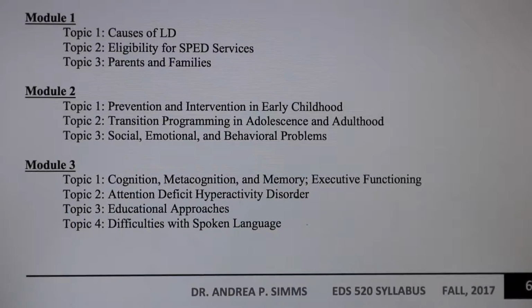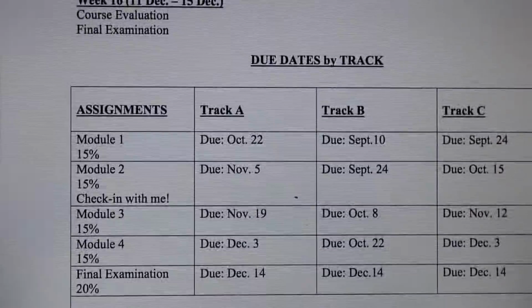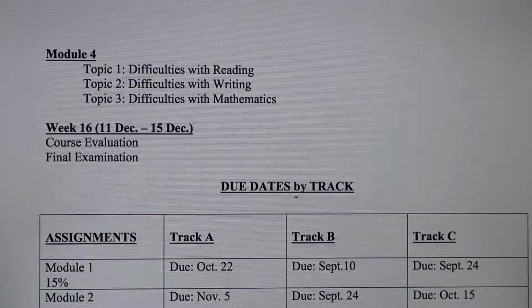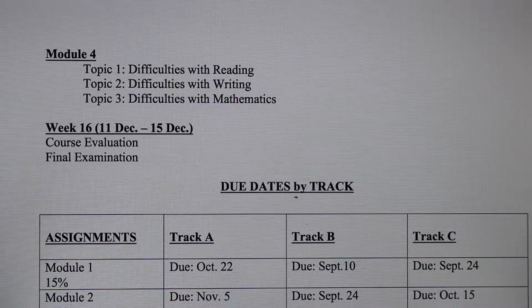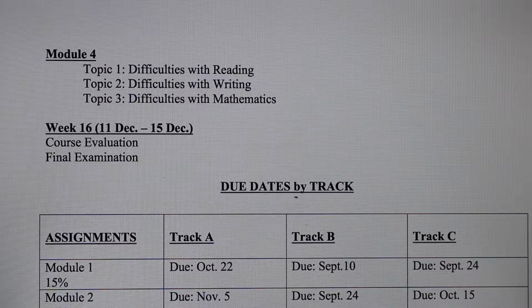Topic 3, educational approaches. Topic 4, difficulties with spoken language. Module 4 comes next. And there are 3 topics covered in module 4. Difficulties with reading, difficulties with writing, difficulties with mathematics. So more content, teaching area content topics. And then this is the last week of class where we'll have the course evaluations and the final exam. And there might be 1 or 2 different things that I ask you to do in the last week of class to just finish up.